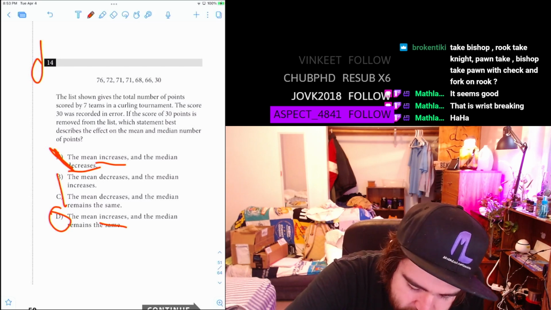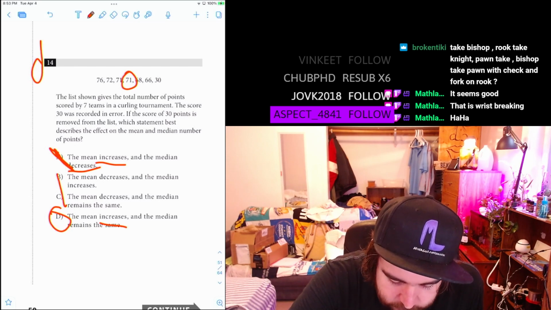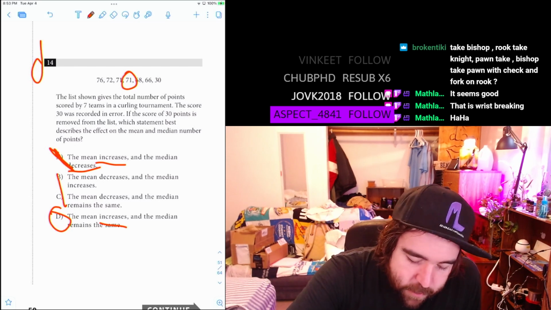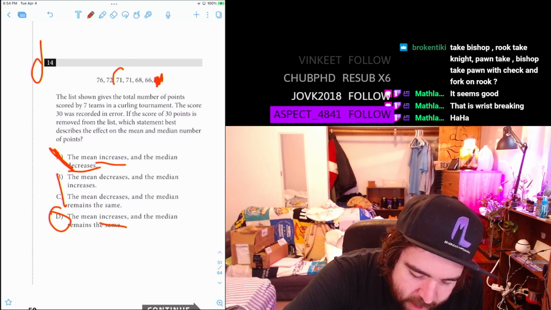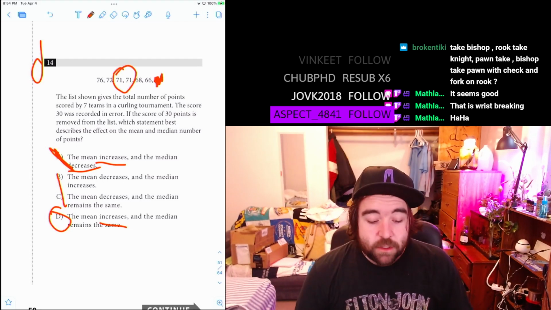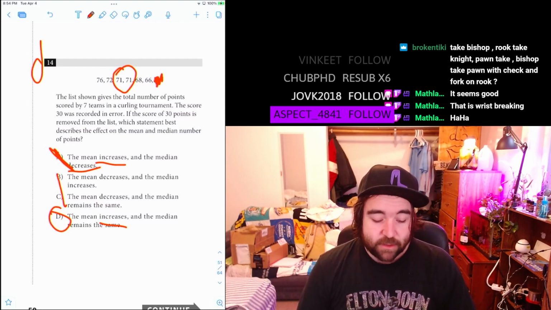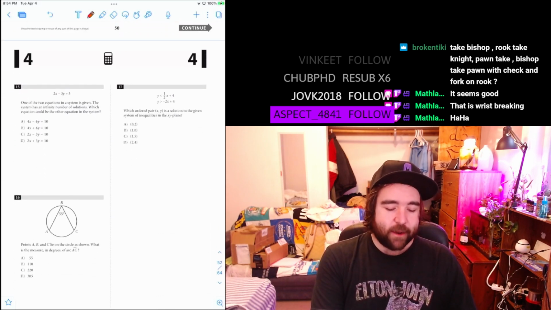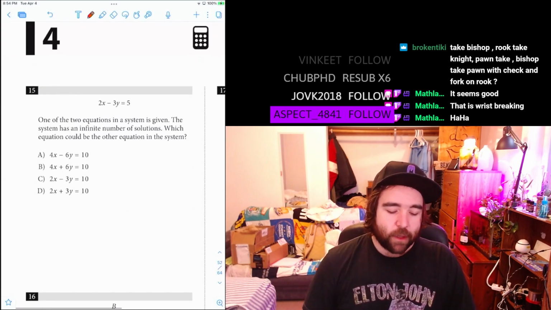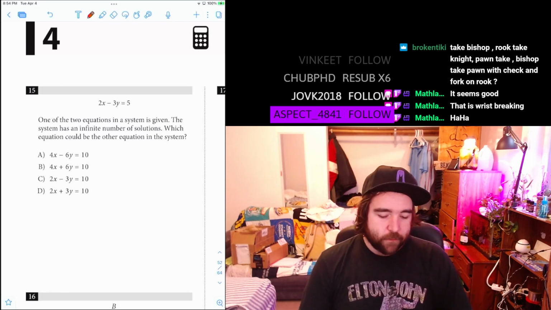And why will it remain the same? Well, right now it's odd, so what's the middle number? It does go from greatest to least, so that's the middle number. Look at how when we remove the 30, now we don't have a middle number. Now we have to average those two for the median, but the average of that is still 71. So the median stays the same. And that is literally the entire point of the median, that it doesn't change based on outliers. That's why often the median is better to look at.